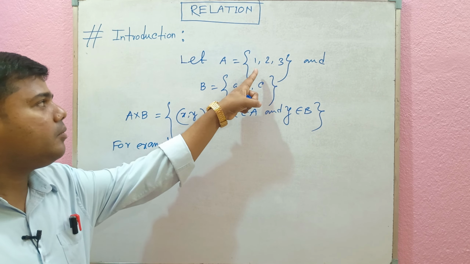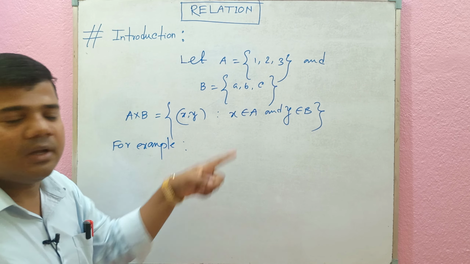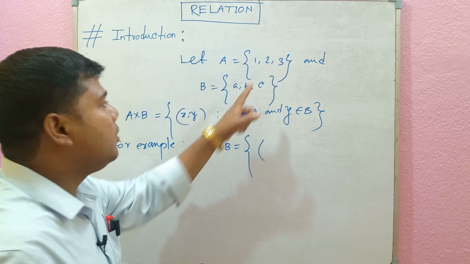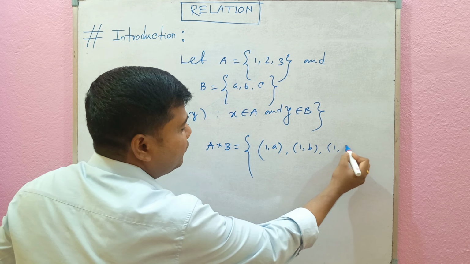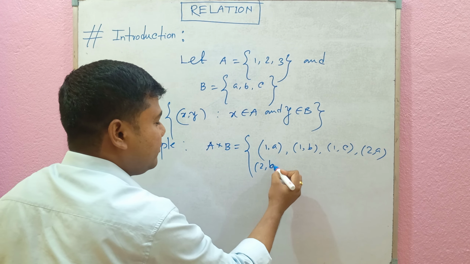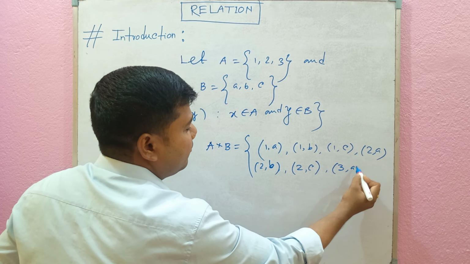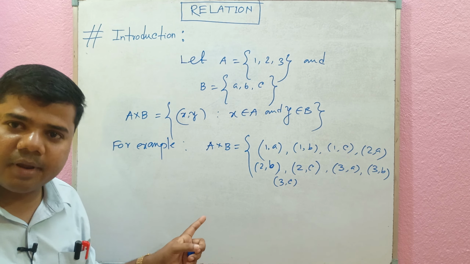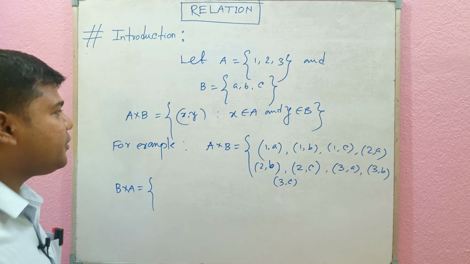For example, set A contains 3 elements 1, 2, 3 and set B contains 3 elements a, b, c. So A cross B is equal to {(1,a), (1,b), (1,c), (2,a), (2,b), (2,c), (3,a), (3,b), (3,c)}.